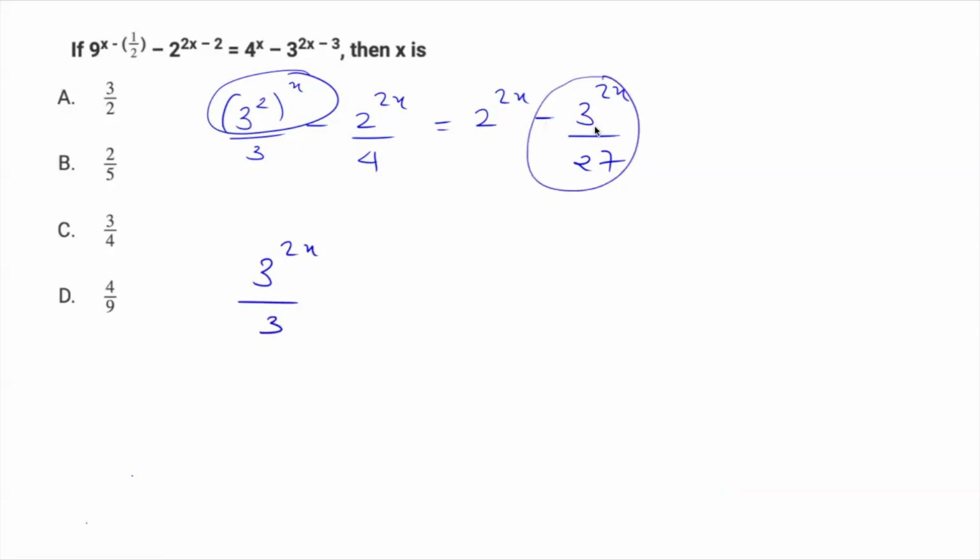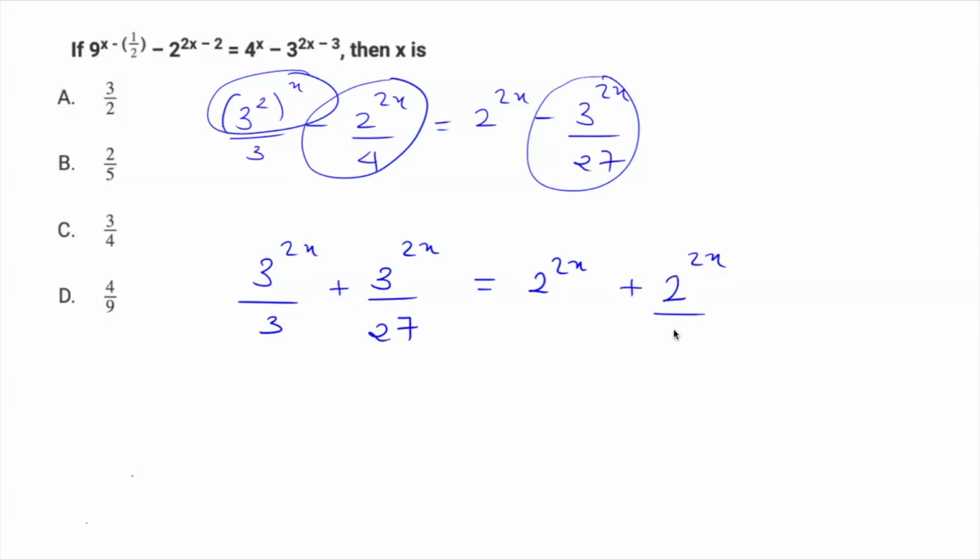Minus 3 raised to 2x upon 27. Let's get that on the left hand side. It will become plus 3 raised to 2x upon 27, is equal to 2 raised to 2x as it is. On the left hand side we have its partner minus 2 raised to 2x upon 4. Let's get that on the right hand side, plus 2 raised to 2x upon 4.